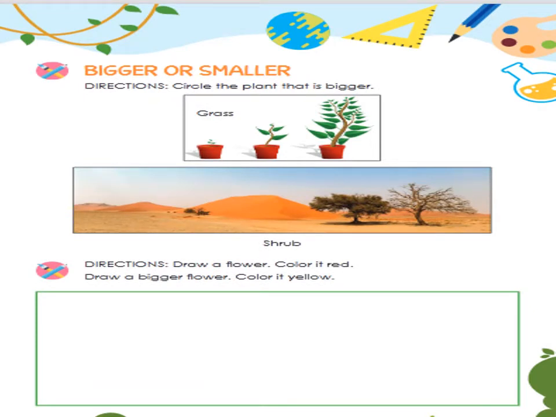Bigger or smaller? Circle the plant that is bigger. Picture number 1. Which plant is bigger? Excellent, the last one. Picture number 2. Draw a circle around the shrub. Shrub. Number 3. Draw a flower, color it red. Draw a bigger flower, color it yellow.